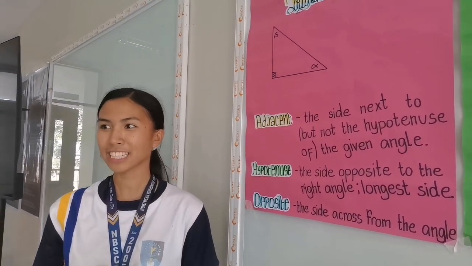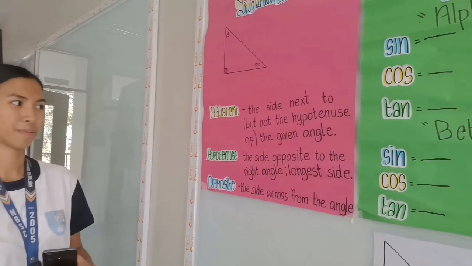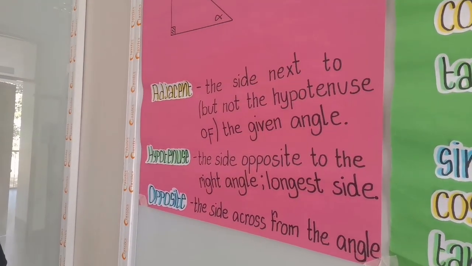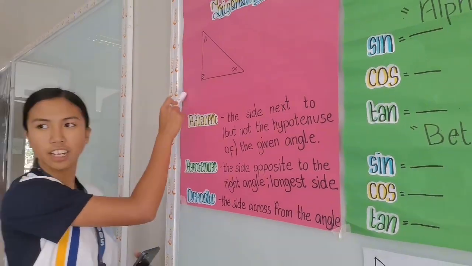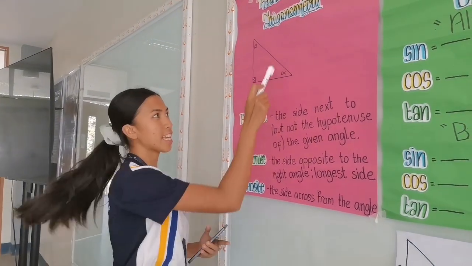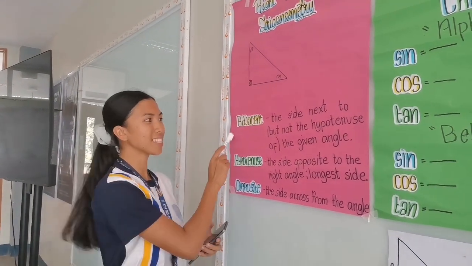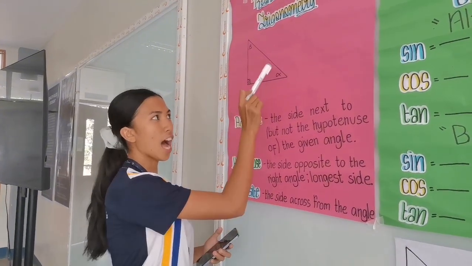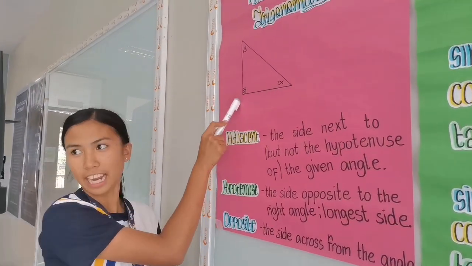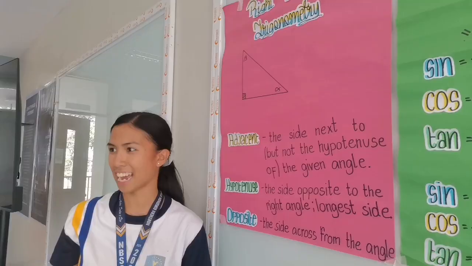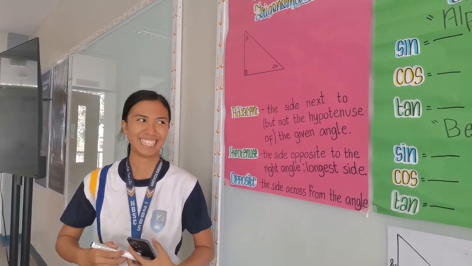So, April, can you please read adjacent? Adjacent, the side next to but not the hypotenuse of the given angle. So here we have a triangle. Our given angle is the alpha angle. So the adjacent side is the one next to the alpha angle, which is this side. So this side is the adjacent side. Do you get it? Yes, ma'am.